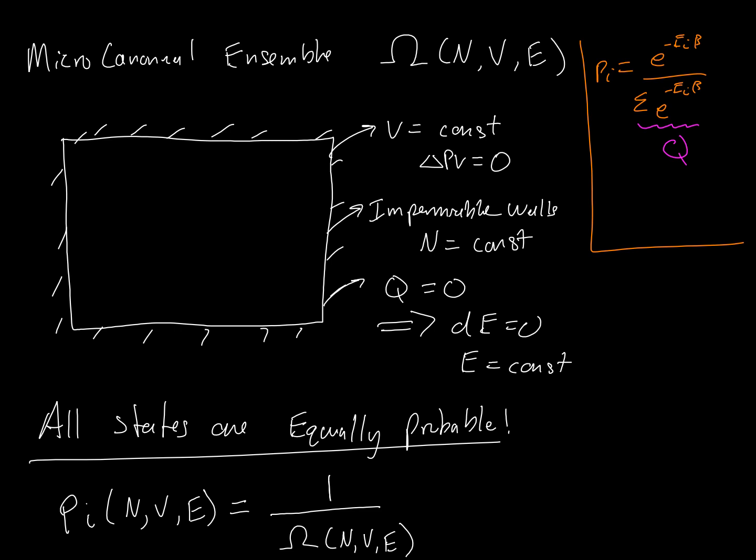All the states are completely equally probable, which means that every single state has exactly the same probability. So all we're doing is we're taking all the possible states that the system can be in, and every single one of those is equally likely. So we have 1 over the total number of possibilities is the probability of being in a particular state for the microcanonical ensemble.